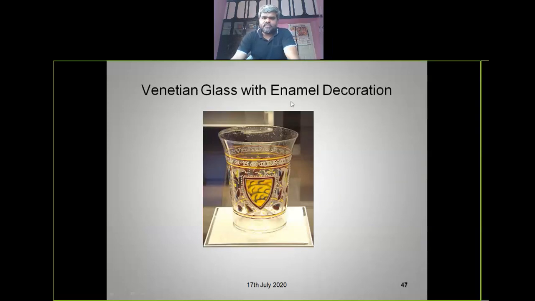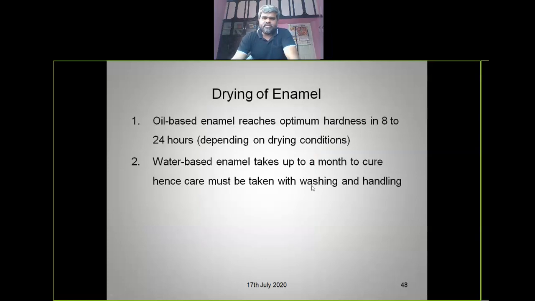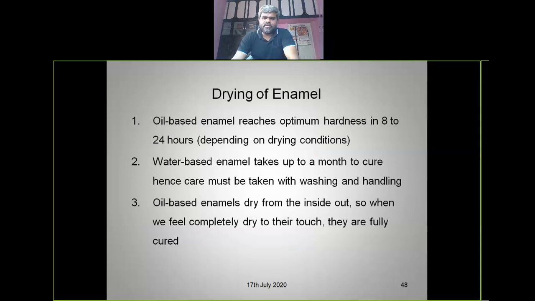Venetian glass with enamel decoration. Drying of enamel paint. Oil-based enamel reaches optimum hardness in 8 to 24 hours. Water-based enamels take a month to cure. Hence, care must be taken for washing. Oil-based enamels dry from the inside out. So, when they feel completely dry to the touch, they are fully cured.